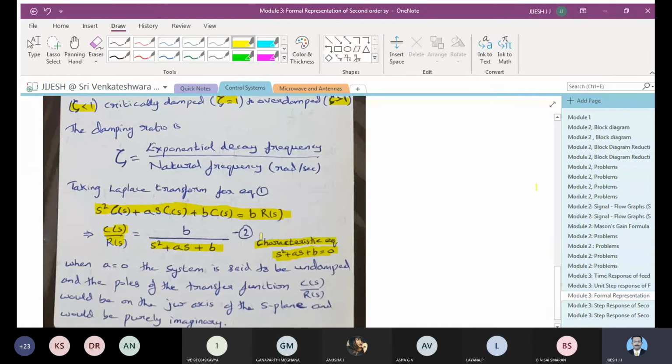C of s by R of s is b by s square plus a s plus b, and you call this the characteristic equation. Further on, I may ask you what is the characteristic equation for the second order system. So all these things you should remember. When a is equal to 0, the system is said to be undamped. So remember these things.